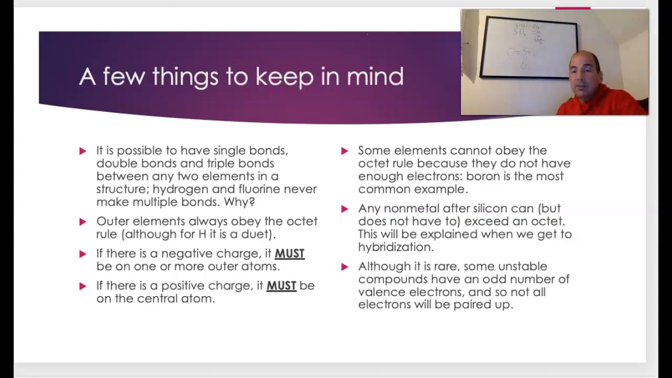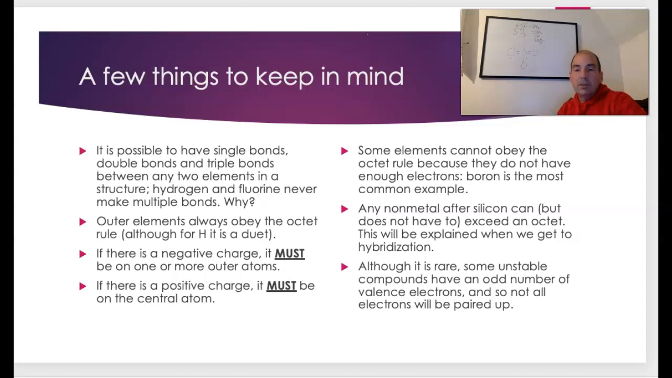It's going to make 3 bonds. That's going to get it to 6. We're also going to see that elements after silicon can exceed an octet. What do you know? We already saw that right here. This sulfur has 2, 4, 6, 8, 10, 12 electrons around it. That's okay because sulfur is after silicon.